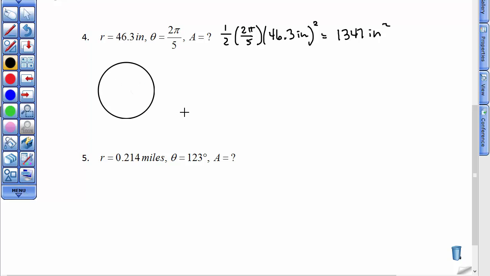Again, please remember that what you have found here, and I'm going to show you some examples of landscaping, of windshield wiper blades, etc., but what you found is for a circle whose radius is 46.3 inches in length, 2 pi over 5 is about a piece of pie about like right there, and you found the area just now of that, 1,347 square inches.